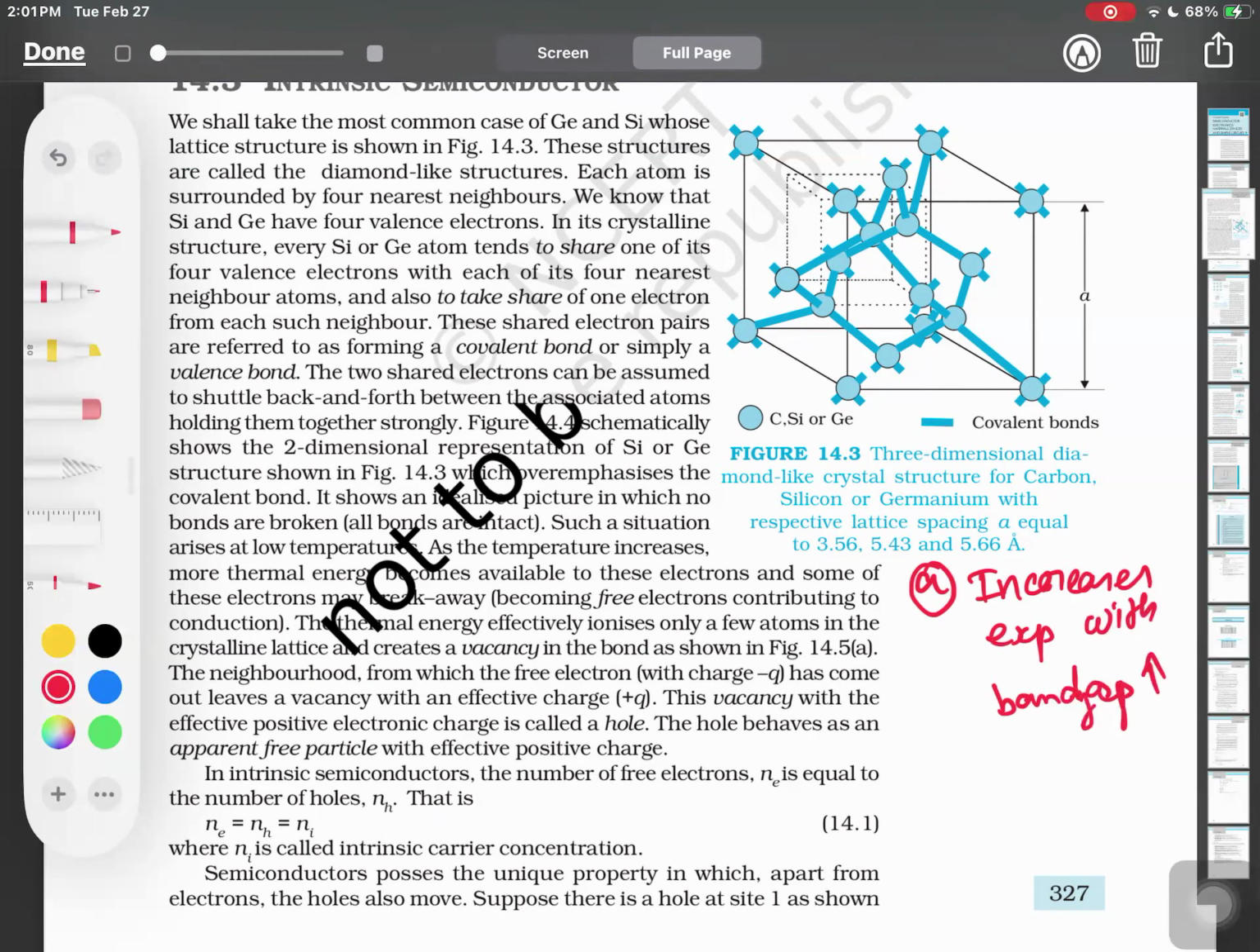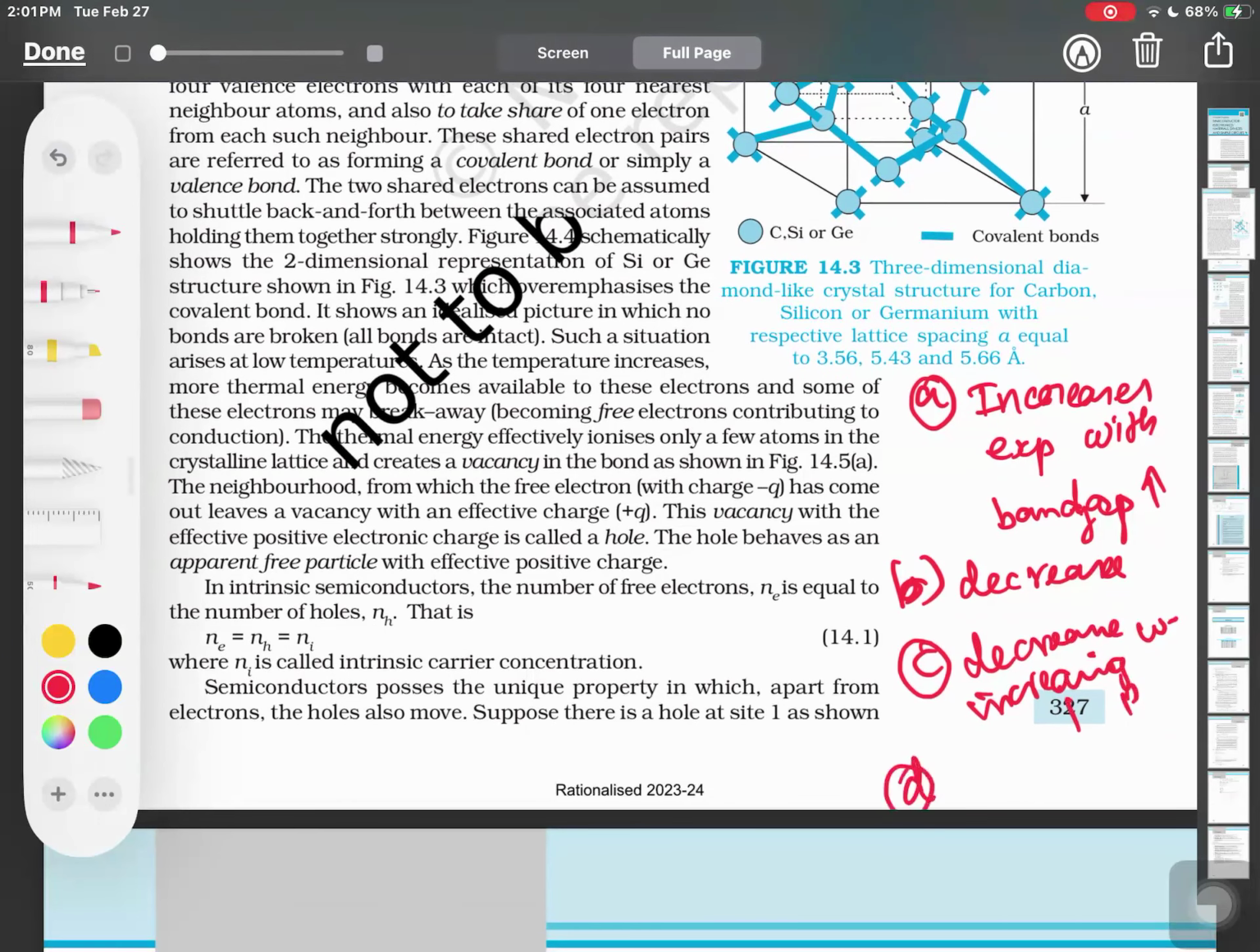Okay. Then the second option is decreases exponentially with the increasing band gap. Then decreases with increasing temperature. Then the fourth one is it is independent of the temperature and the band gap. Independent. Okay. So what is the question I've asked?